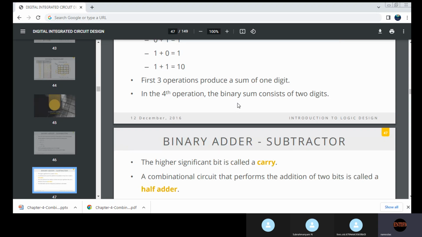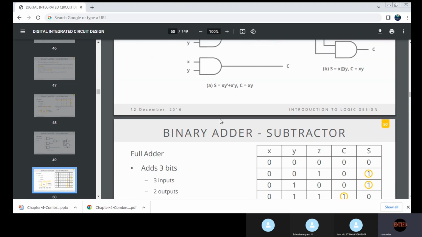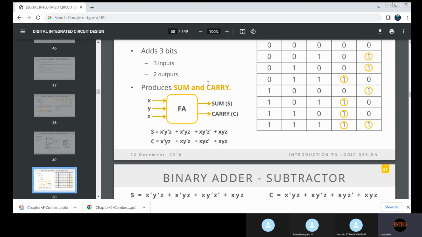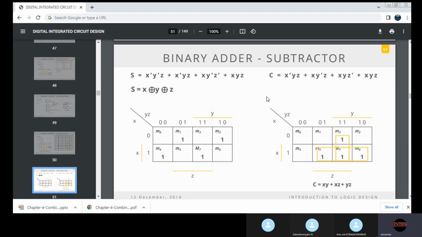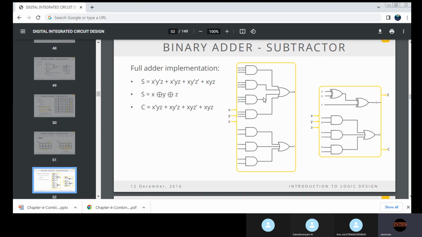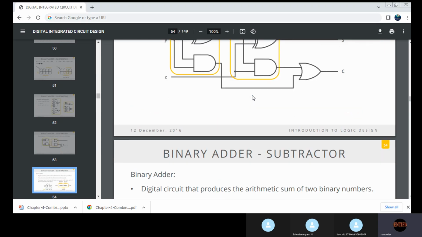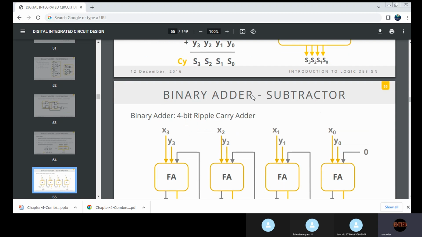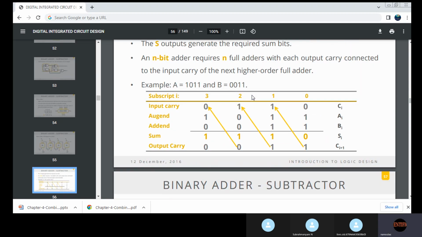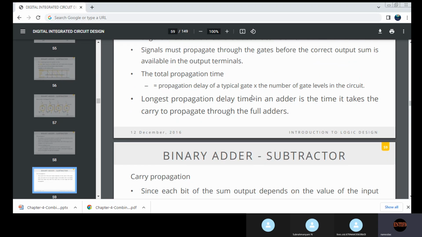Binary adder subtractor is done. You need not see the full adder and half adder again. You can go to the previous videos and see the binary adder and subtractor, or else go through the material which I have shared with you for binary adder and subtractor. In the multiplier, yes, this is the ripple carry adder which we are seeing.